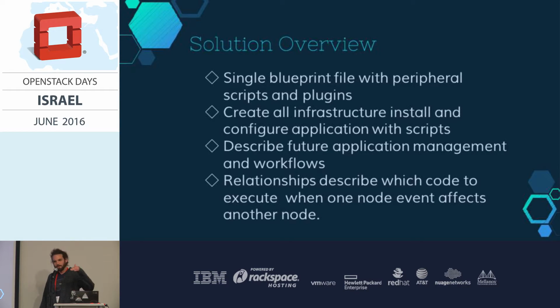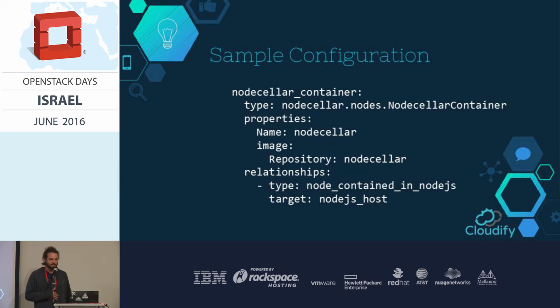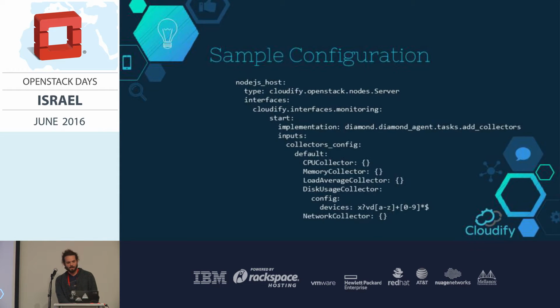So this is a very, very, very scaled down, salesy type of demonstration of what a node template or a node would look like inside of here. So basically, it shows you the node and relationships describe any other nodes. And this is using a container. And this shows how you might add monitoring to a virtual machine.